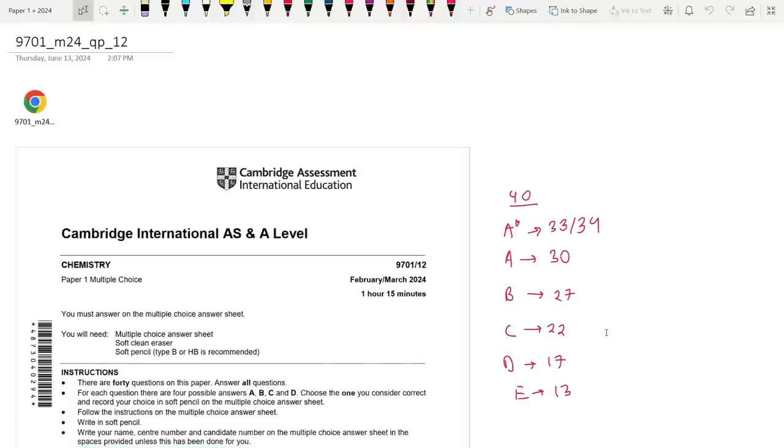We're solving chemistry paper 1 multiple choice. The paper is 9701, paper 12, from the February March 2024 series. We have a time of 1 hour 15 minutes. There are 40 questions in this paper, and all of them have 4 options, out of which 1 is the correct answer.